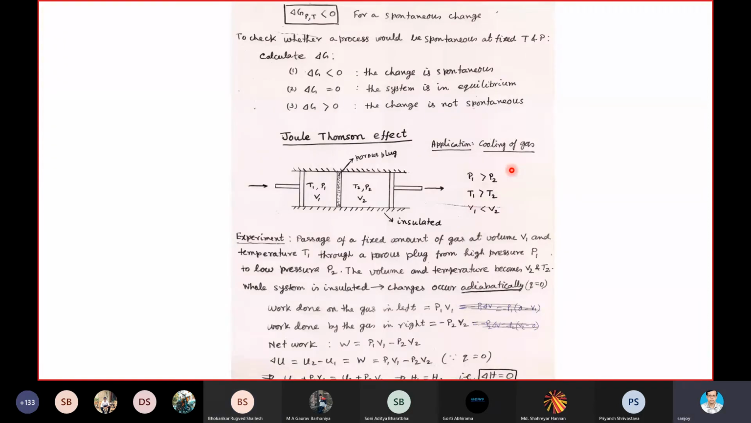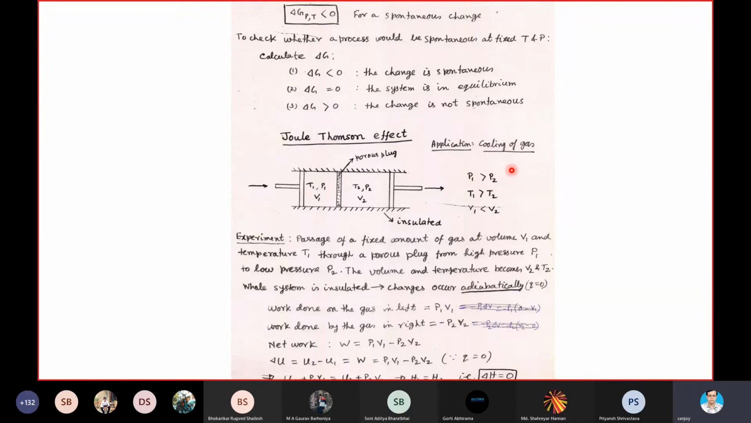Now we are going to see an important experiment and its practical application, like in the cooling of gas. Normally we see that if a gas expands, going from high pressure to low pressure, it expands when you reduce the pressure. Most of the time, with a normal regular gas, this expansion is associated with a temperature drop. So that is known as the cooling of a gas.